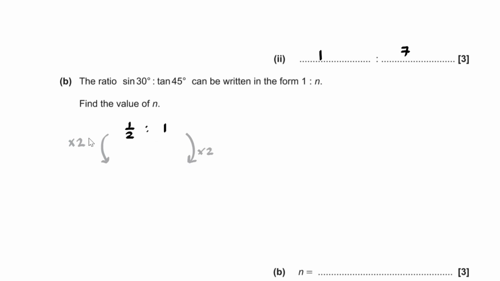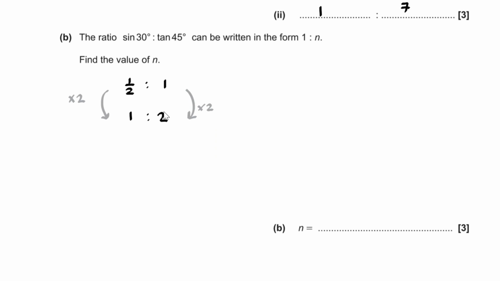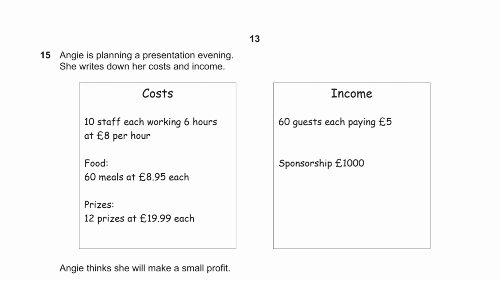You will find 1/2 times by 2, that's 1. 1 times by 2 is 2, and therefore we've got this ratio equaling 1 to 2, and therefore you can see n is equal to 2.